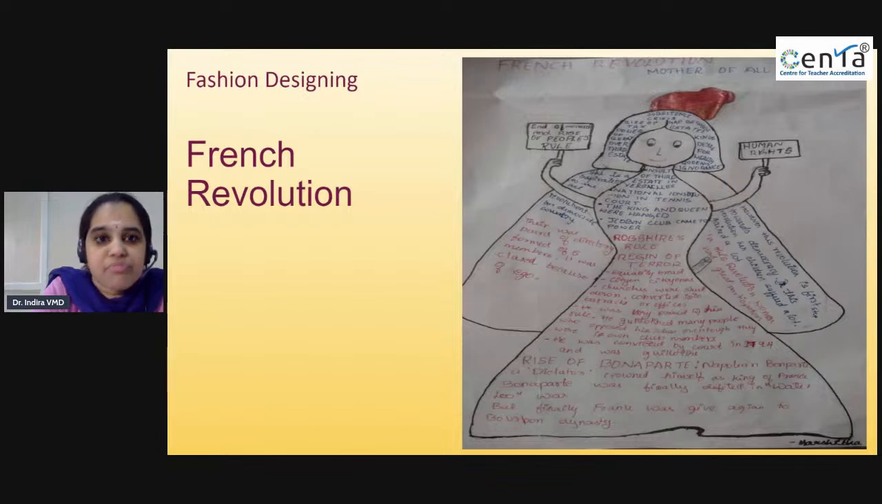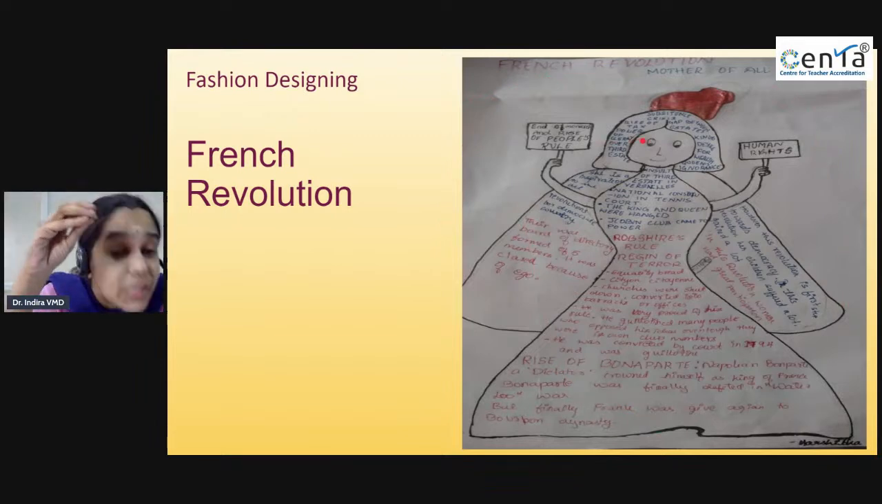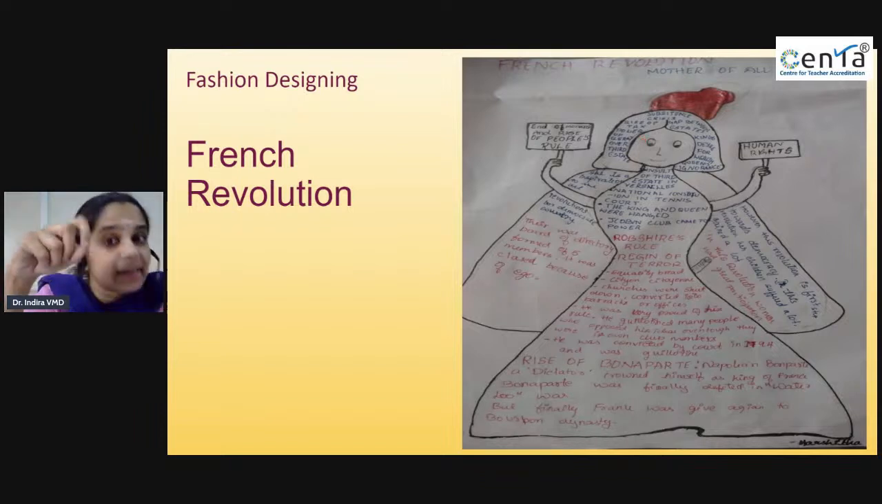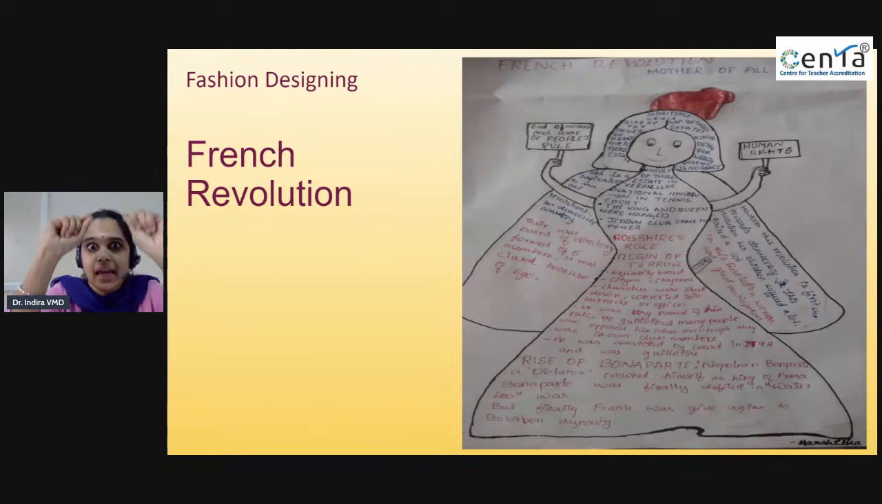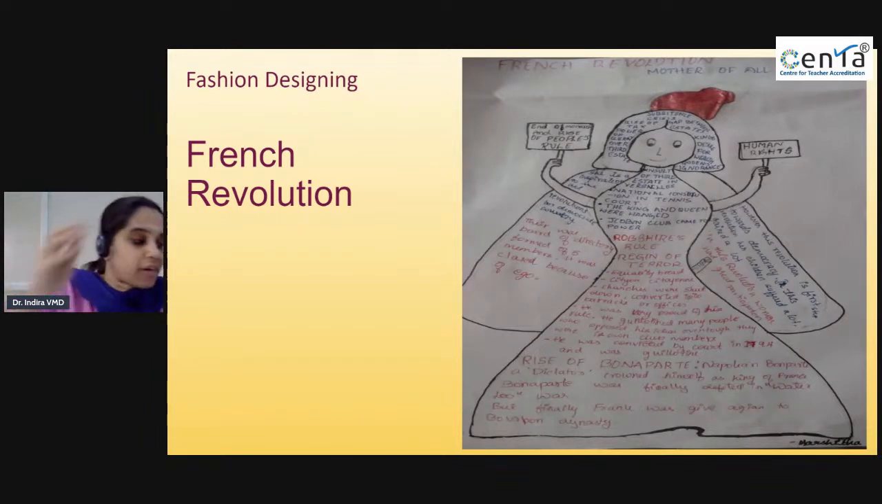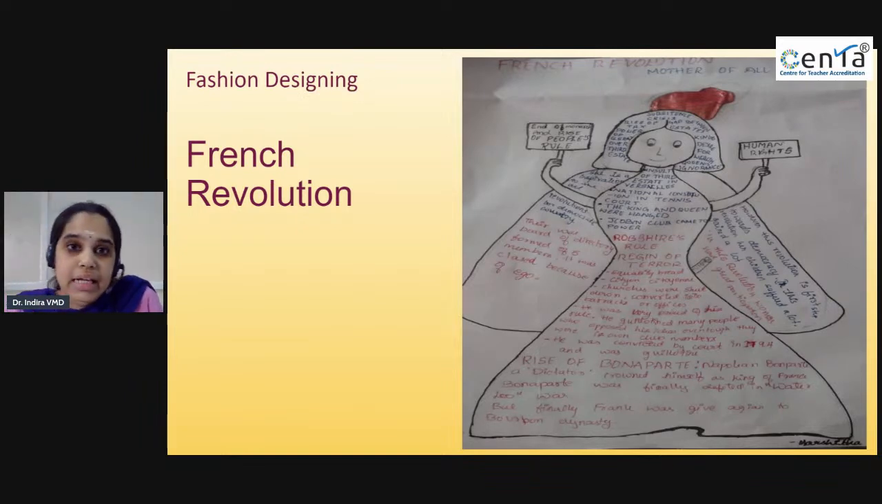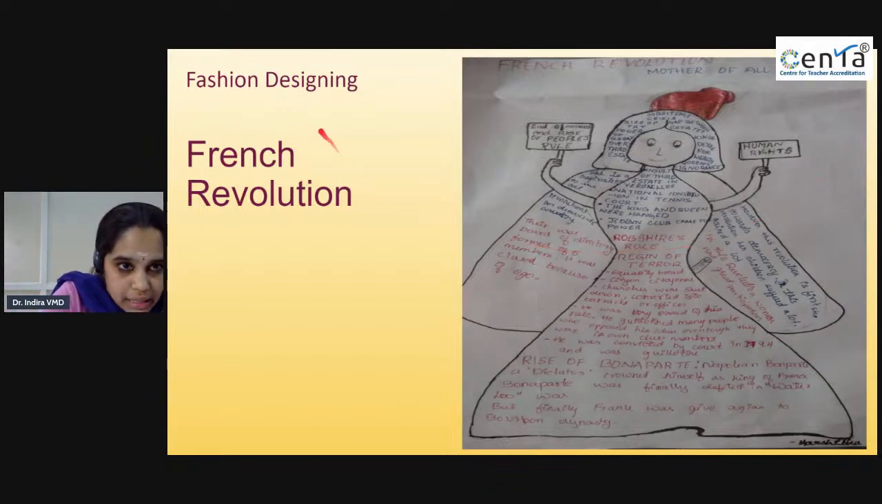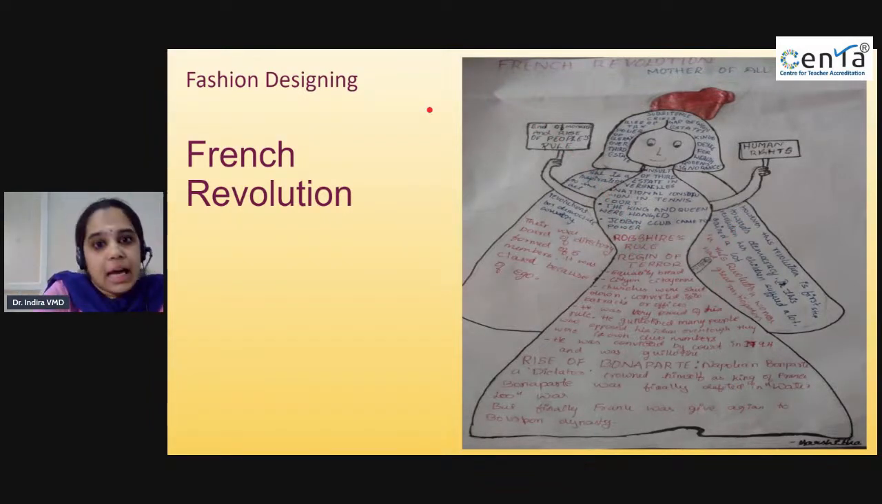And what one of my students did was to create this entire gown. In the gown, in place of the designs, they highlighted the main events of the French Revolution, right from King Louis' abdication of the throne to King Louis' execution, and then all the way up to the rise of Napoleon Bonaparte. Towards the end of the session, I'll also show you a zoomed-in version of the same picture.